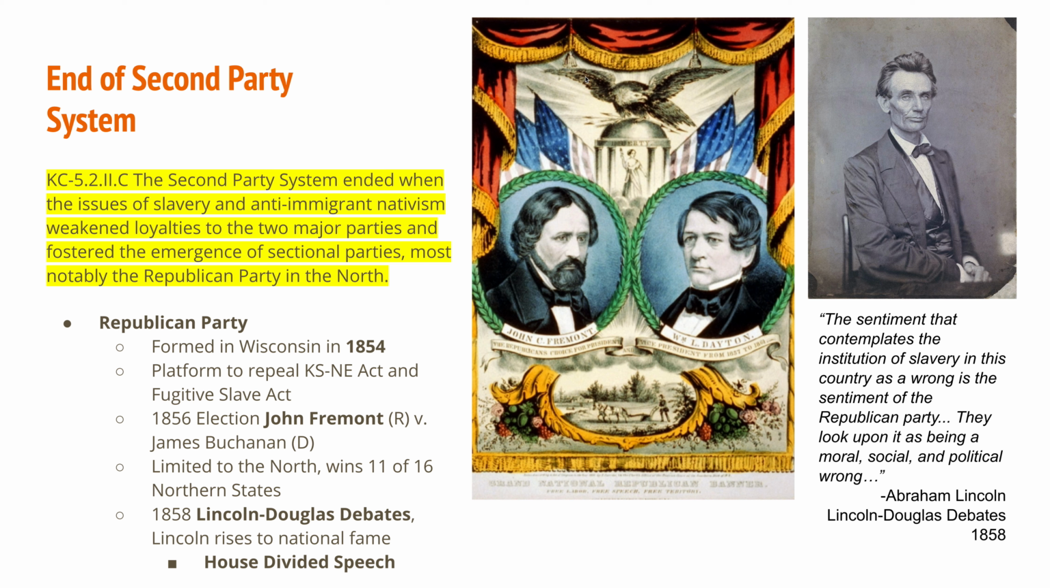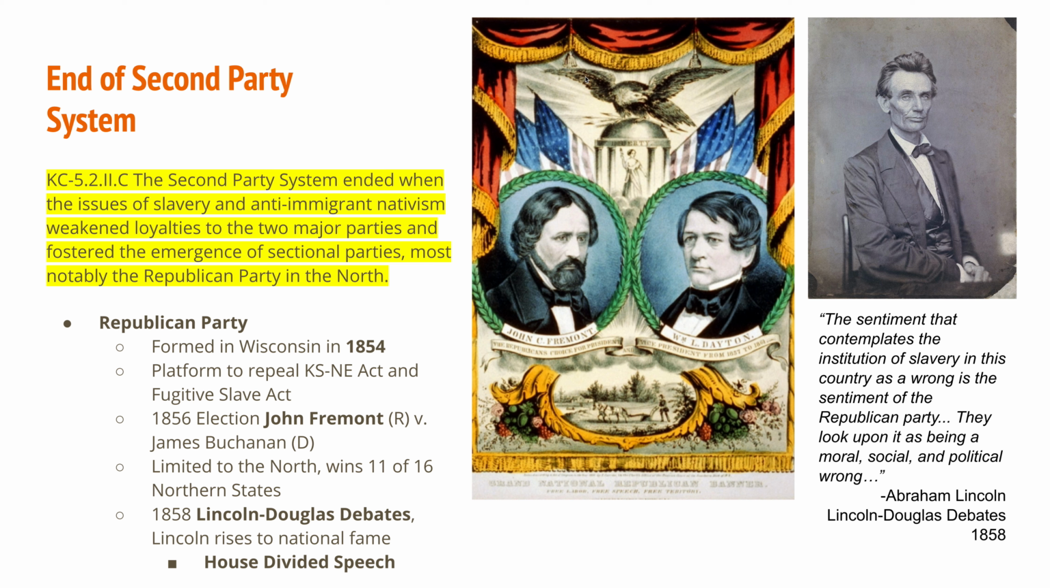All right, and then finally, the Republican Party. It was formed in Wisconsin in 1854. They run their first presidential election in 1856. And when they write that platform, they are explicitly wanting to repeal the Kansas and Nebraska Act, and they want to repeal the Fugitive Slave Act. So anti-slavery positions are central to the Republican Party from its very beginning.